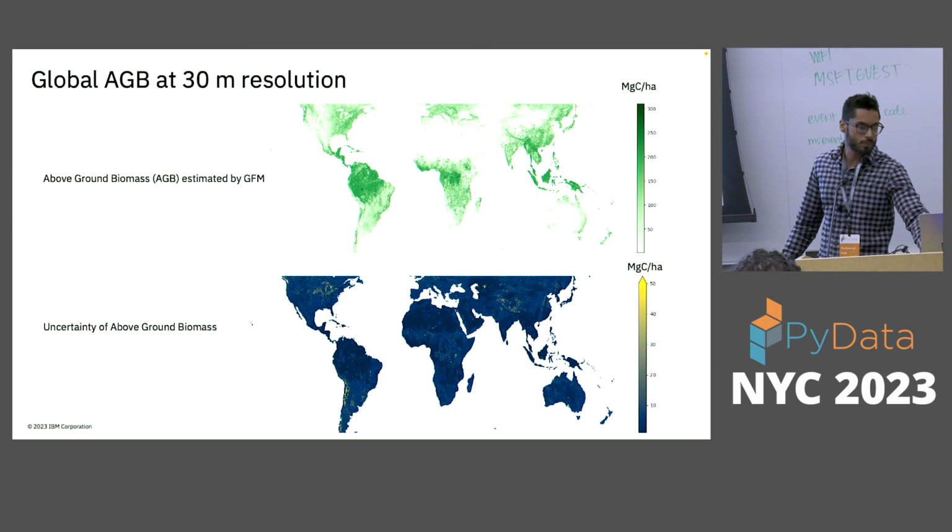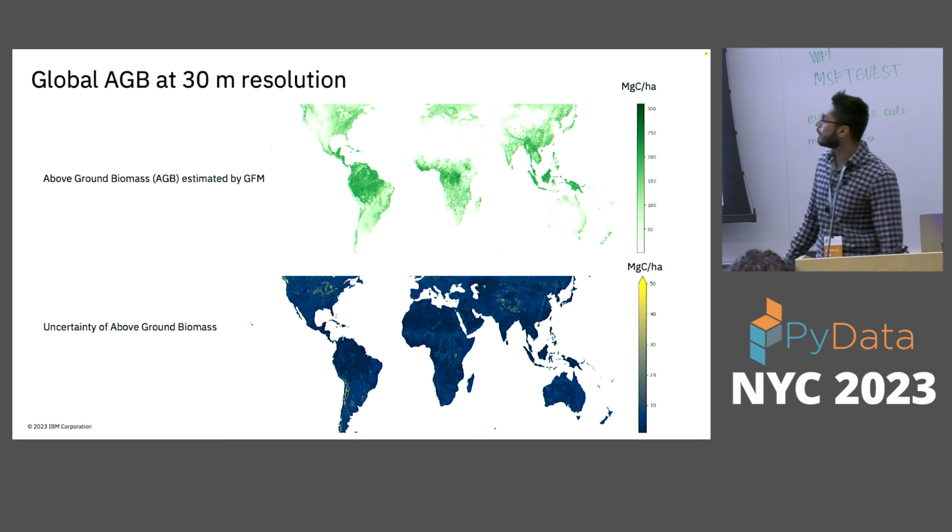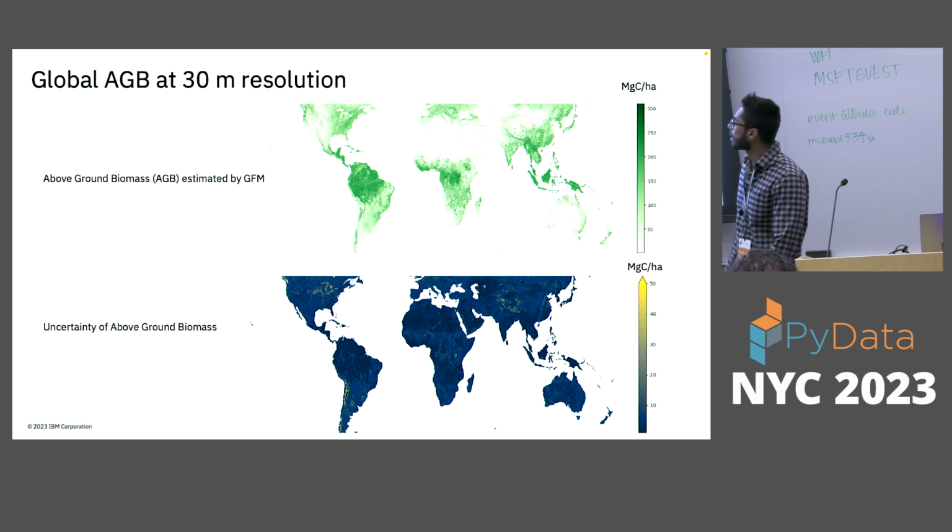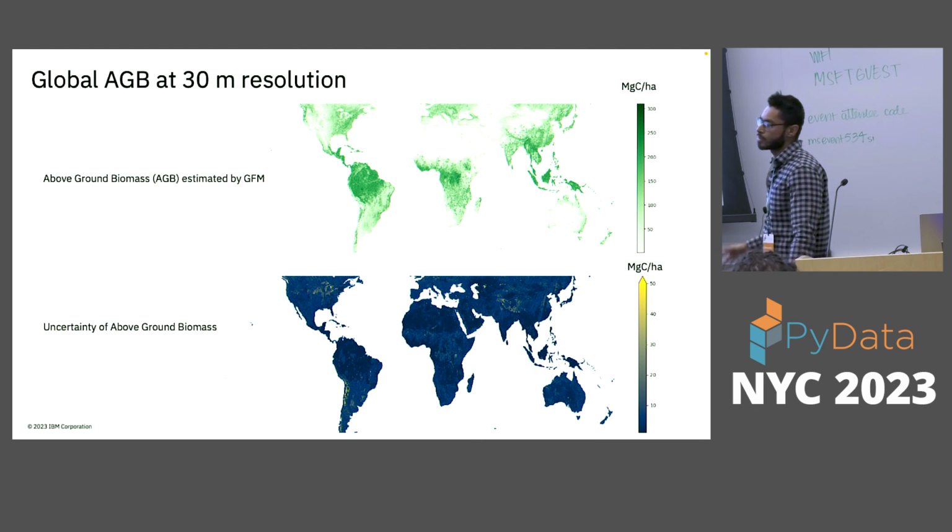Okay, so let's look at some results now. Here we have a prediction from our model on the whole globe. The top image is the biomass, and you can see the scale of the biomass here. And at the bottom you have the uncertainty of the same biomass, right? And you can see the scale there. That's one of the big aspects of our foundation model, that it's scalable. So you can have this result for the whole globe, right?